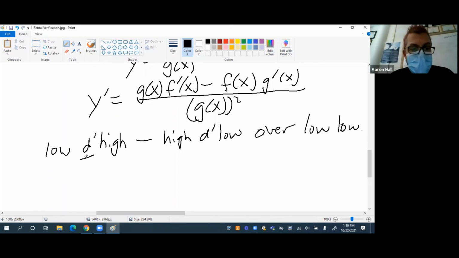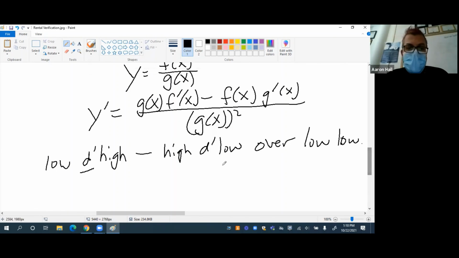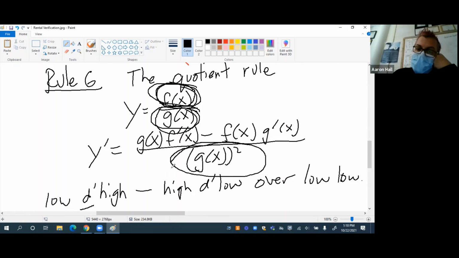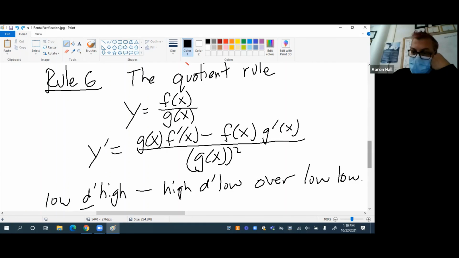What does this d mean? The derivative. So we're taking the low, the denominator, times d high, the derivative of the high, minus high, the function in the numerator, times d low, the derivative of the denominator, over low low. Is this a derivative down here in the denominator? No, we're just taking the denominator times the denominator. Sort of cool that this even works.